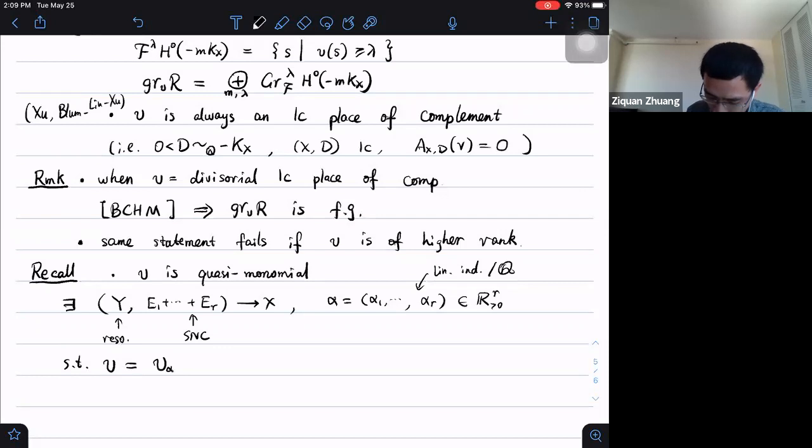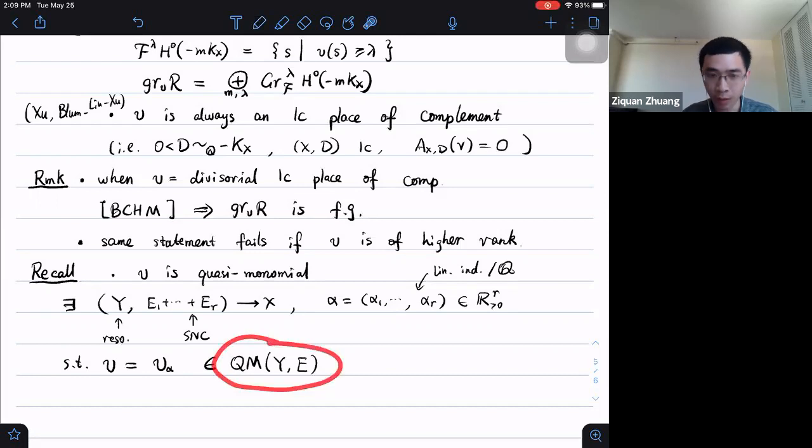Okay, so roughly speaking, it's the weighted blow up along these components with weights alpha 1 through alpha r. And you can always choose a model such that the weights are linearly independent over the rational numbers. So this r is basically the rational rank. So maybe for convenience, I denote the set of these valuations like this. This notation QM stands for quasi-monomial valuations that become monomial on this resolution Y and with respect to this simple normal crossing divisor.